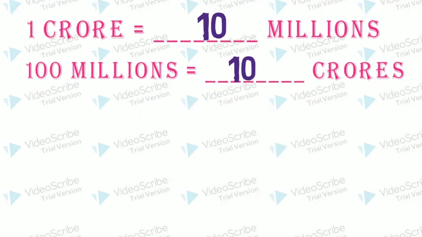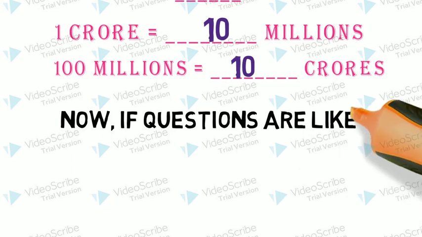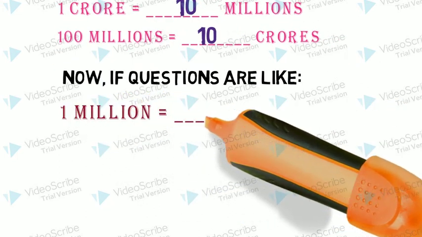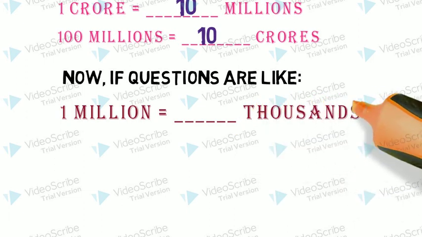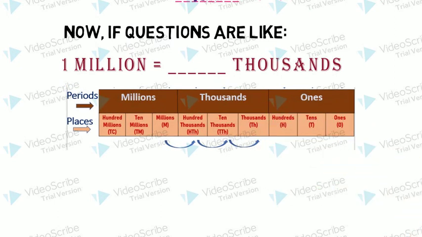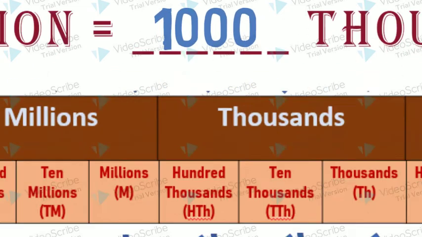Now if the questions are asked in the Indian system of numeration only or the international system of numeration only, then what will we do? Let's see, the question is 1 million is equal to dash thousands. So here you can see the word million is written. That means we will see the international system, and between millions and thousands we can see three gaps are there. You can observe the gaps with the blue arrows which I marked. So 3 arrows means 3 zeros, that means 1000. Now let's see the next one.